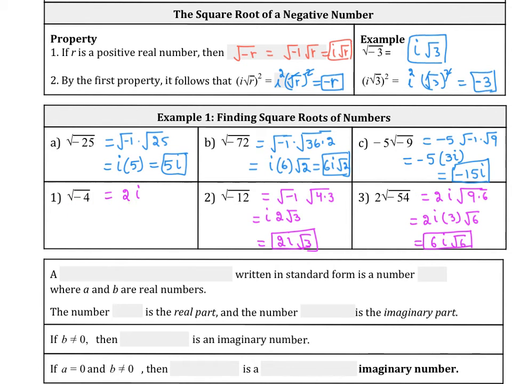For number 1, the square root of 4 is 2 and the square root of -1 is i, so the answer is 2i. For number 2, you're going to break 12 as 4 times 3, and the square root of -1 is i, the square root of 4 is 2, 3 inside, so the answer is 2i square root 3. For number 3, you're going to break 54 as 9 times 6, the square root of 9 is 3, and then the square root of 6 inside. So this is going to be 2 times 3, 6i square root 6.